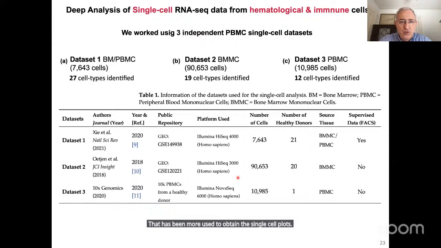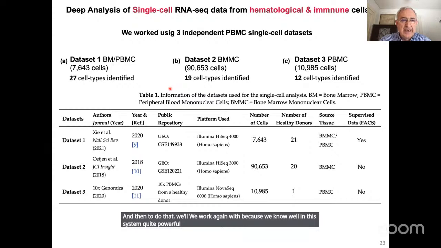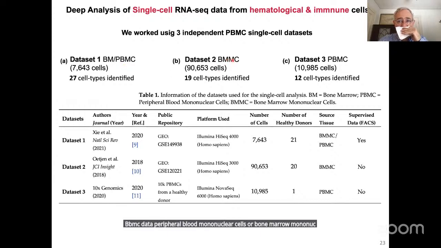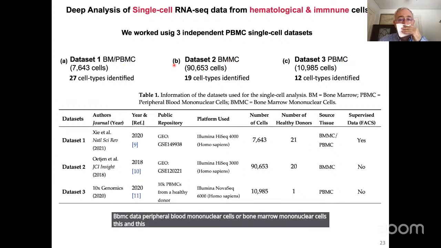And then to do that, we work again with, because we know well, there's a system quite powerful to identify different cell types, with peripheral blood, PBMC, that are peripheral blood mononuclear cells, or bone marrow mononuclear cells. This and this, okay? 3 data sets.